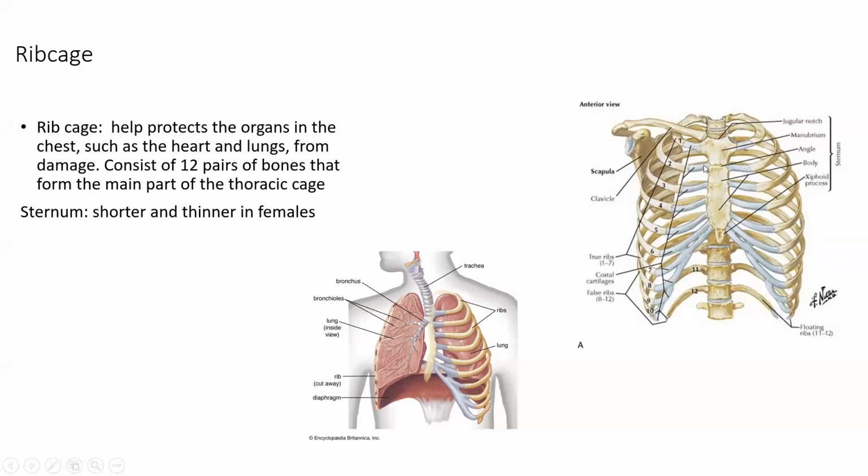And we have got true ribs, then we have got false ribs, and then also you've got floating ribs. The true ribs are the first 7 ribs that are attached to the sternum by their costal cartilages, and they provide structure, strength, and flexibility to the rib cage.